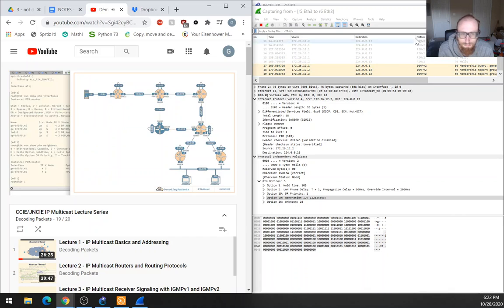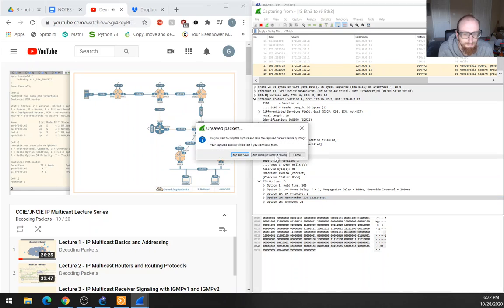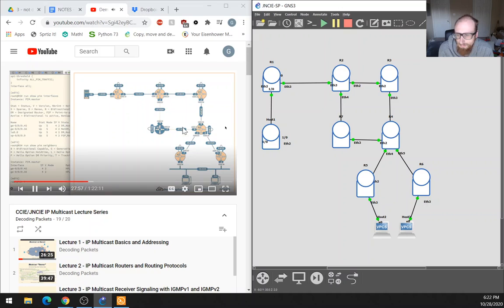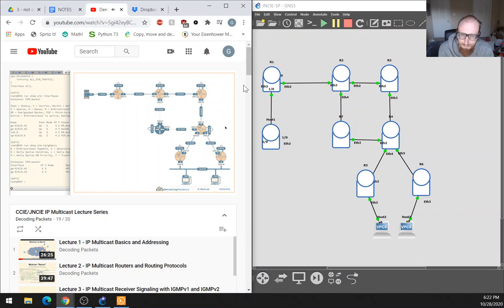Now that we've taken a look at the hello packets and how the DR priorities are carried in them, let's take a look at how that actually affects PIM sparse mode. We briefly went over the DR election, but we also noted that the protocol itself, PIM sparse mode, did not really need the DR election for the operation of the protocol. The reason the DR election was built into PIM was for the benefit of IGMP version 1.